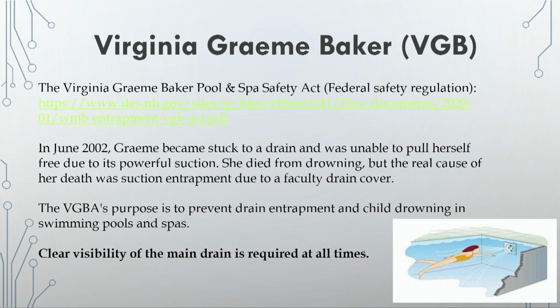Basically, what happened in 2002 is that Graeme became stuck to a drain because it was cracked, and she was unable to pull herself off due to its powerful suction. Due to this, she died from drowning. Like I mentioned, the real cause was suction entrapment due to the facility's drain cover. This regulation's purpose is to prevent drain entrapment and drowning in swimming pools and spas. So that's why it's important not to have it cracked, because someone can get trapped in it, and that's not good. We don't want an unfortunate story like this to happen. That's also why clear visibility of the main drain is required at all times. Whenever we show up and can't see the main drain, we close it because we don't know what's down there, and maybe your drain could be cracked.